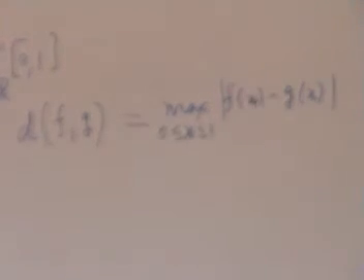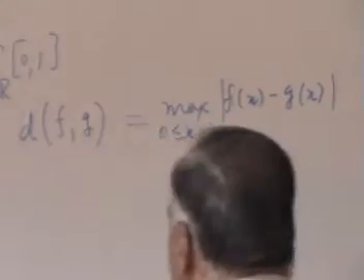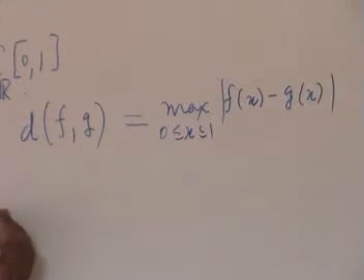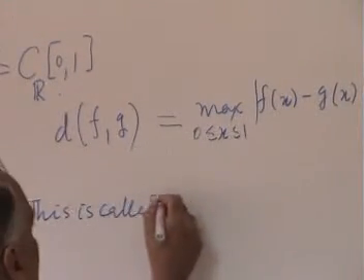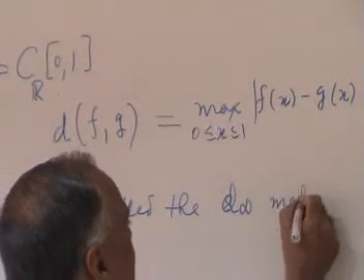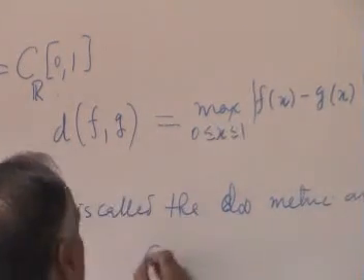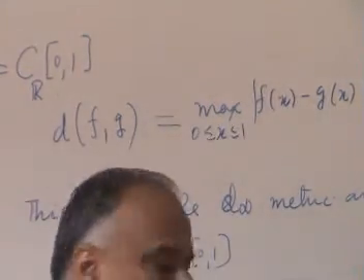Symmetric. If you put f and g in interchanged positions, the absolute value of f minus g is the absolute value of g minus f. And the triangle inequality follows, because the triangle inequality holds for the absolute values and will carry over for the maximum. So that's very easy. So this is called the sup metric or d infinity metric. So let's consider this metric space.